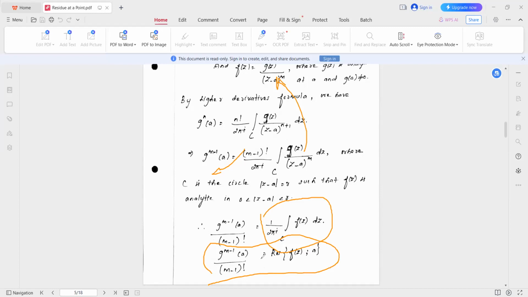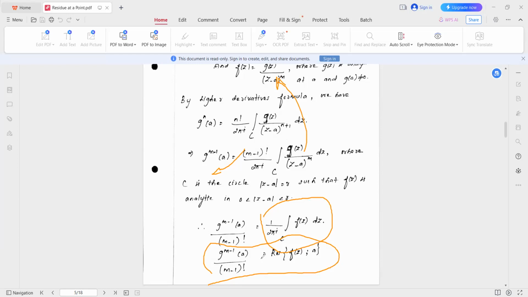Okay, so once again, I will recall the four lemmas and the two definitions. Definition: the residue of the function f of z at the point a, where the point a should be an isolated singularity, is nothing but the coefficient of 1 by z minus a in the Laurent series expansion. Another definition: the residue of f of z at the point a is equal to 1 by 2 pi i integral over c of f of z dz.